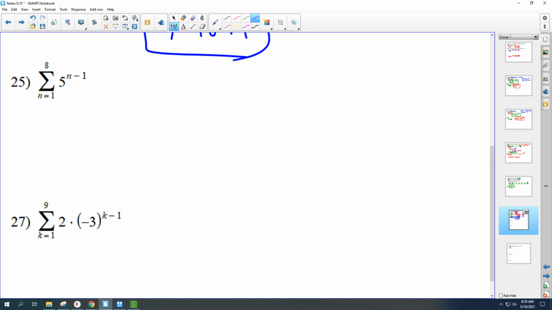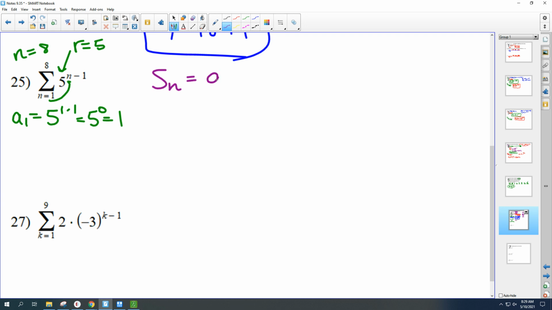So then we look at number 25. Now again, you're going to need to know n. N is 8. R is 5. And A1 is what you get when you plug this number in. So 5 to the 1 minus 1, that's 5 to the 0, and that's 1. It will not always be the case that that's 1, but it is in this case.